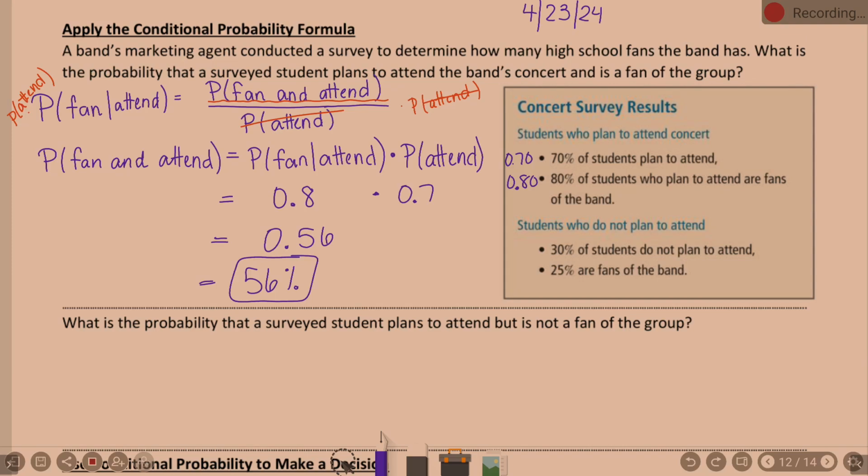Okay, so a way to use our conditional probability formula is to be able to move things around. And again, we also have to look at the limited information that we are given here.